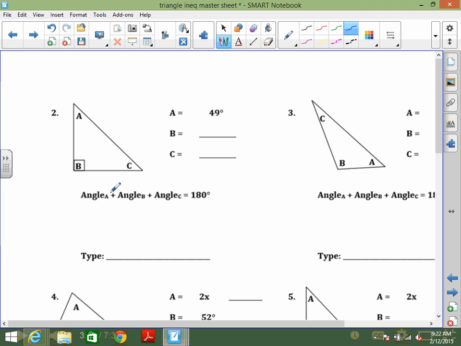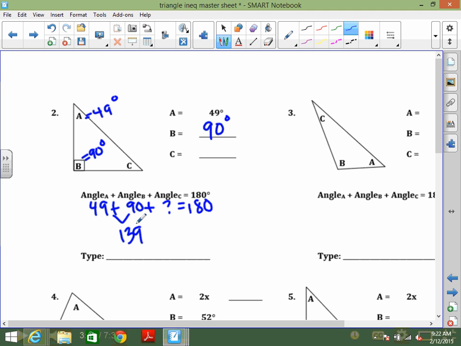Okay, for this one, angle A is 49 degrees. Angle B is how many degrees? Huh? I can't hear you. 90. How do you know it's 90? It has that little box. So now we have to figure out C. Yep. Add them up. Angle A is 49 plus angle B is 90, and we don't know C. So what do we get when we add those up?